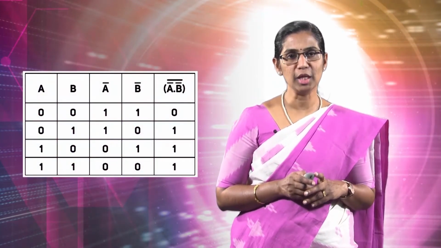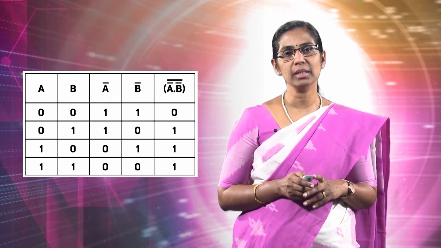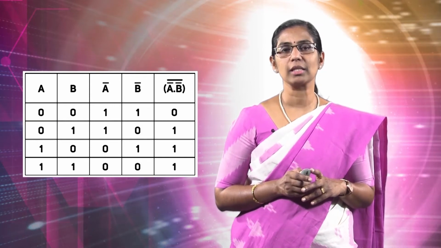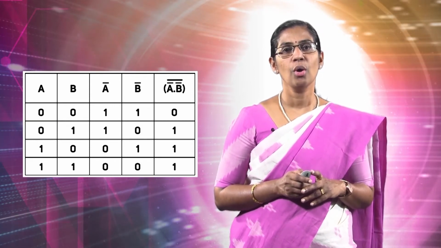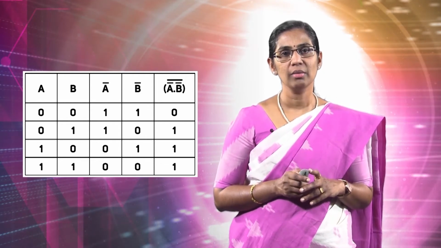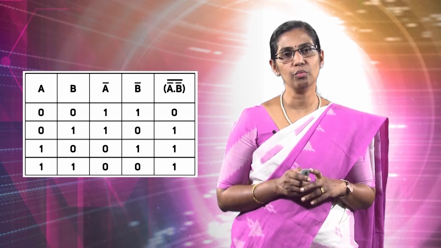The logic is clearly shown in the truth table, where the first two columns are the inputs A, B. Next is A complement, B complement, then (A complement dot B complement) whole complement. And see the results for 0, 0: 1, 1, 0. Next 0, 1, we get 1, 0, 1 and for the final value 1, 1: 0, 0, 1.